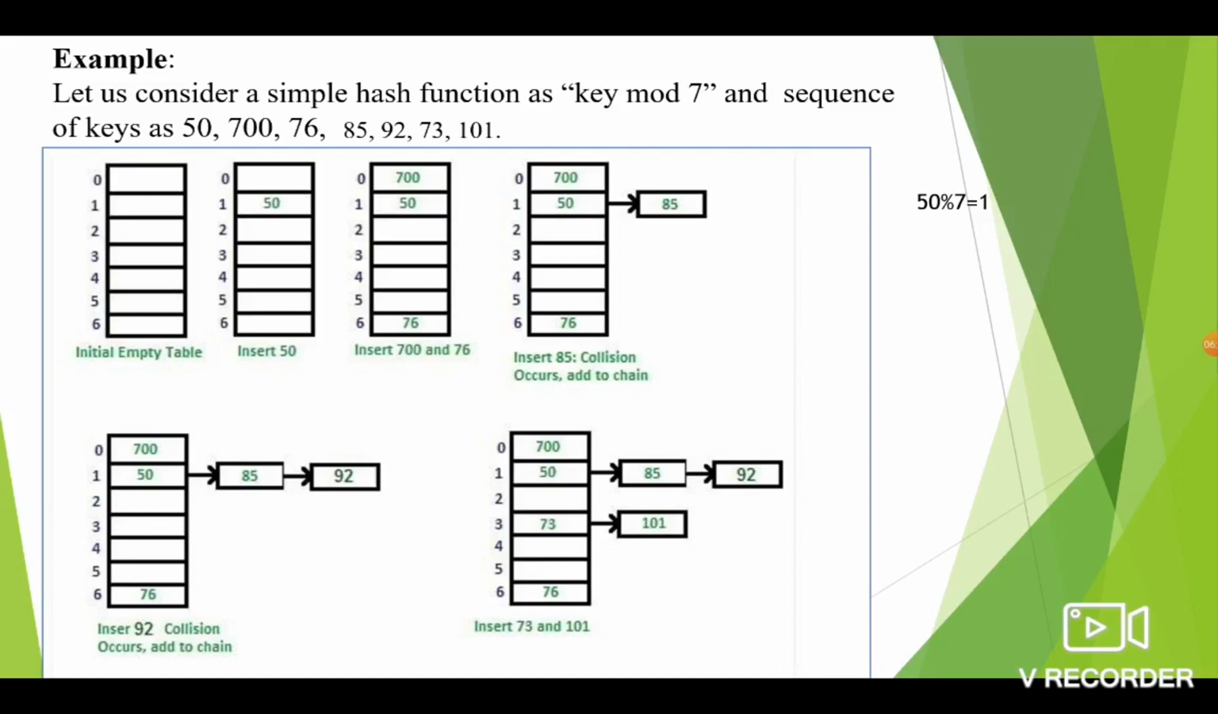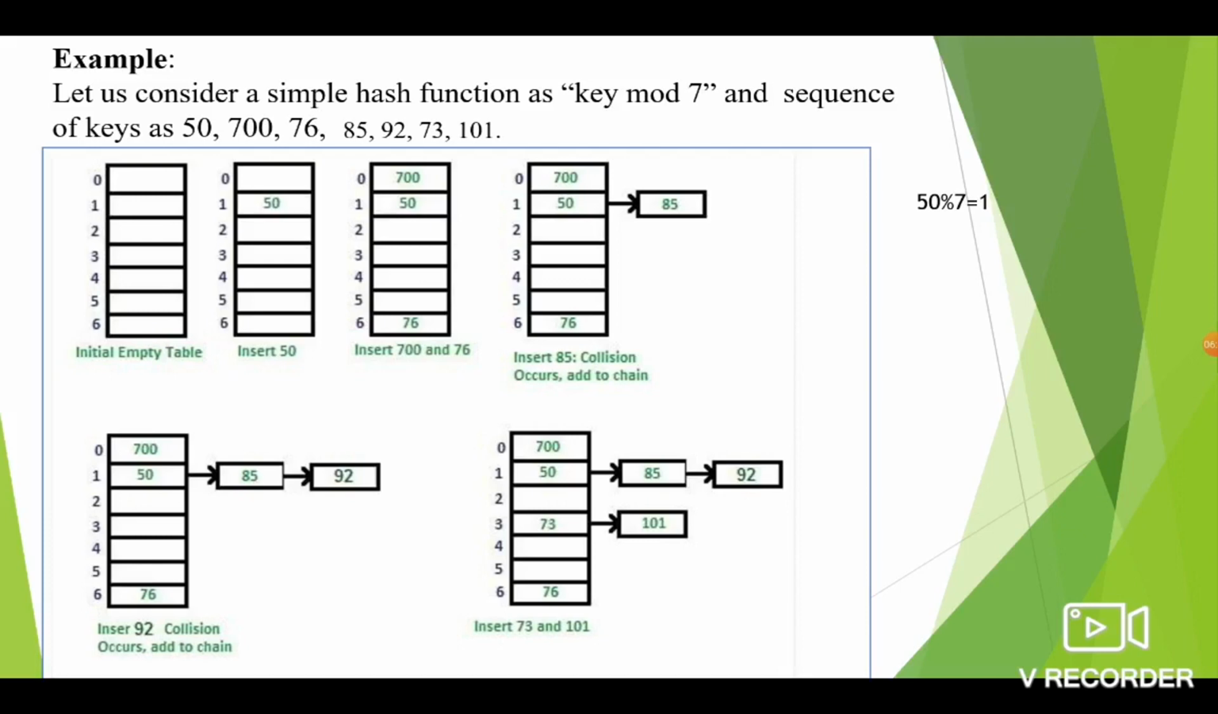When we come with the element 85, again we are getting the same index position 1. So it is colliding with the element 50. So if collision occurs in separate chaining in this method, you have to create a new node. Okay, and the new node is added in the linked list. So all the collided elements are maintained in a separate list.